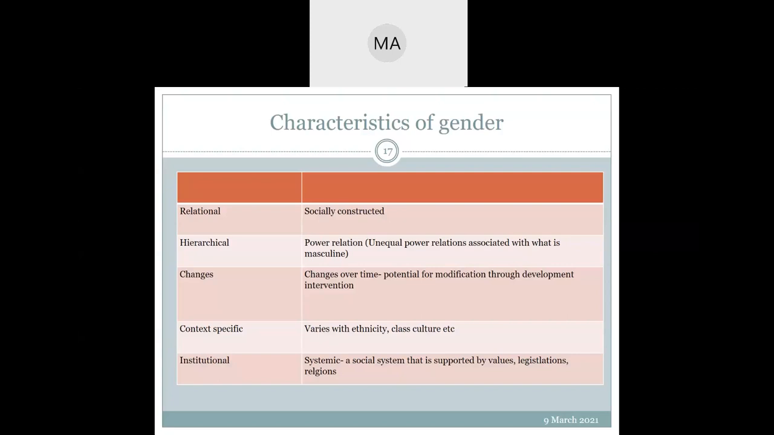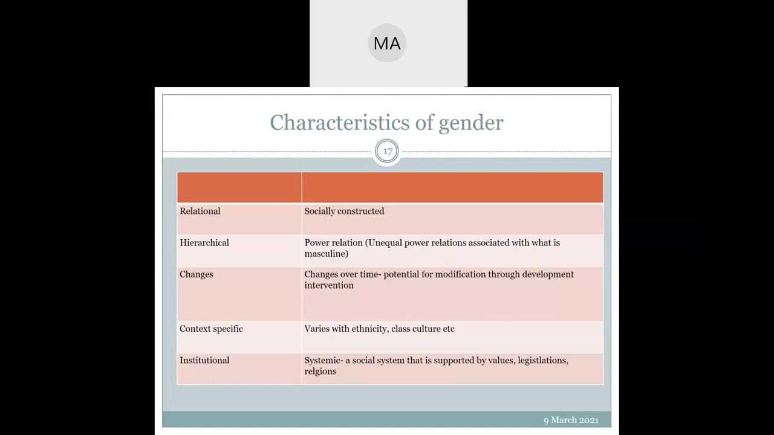When we come to the characteristics of gender, we need to classify them. Gender is relational, socially constructed, and involves a hierarchical, unequal power relation associated with what is masculine and feminine. So it makes a hierarchy. Gender changes over time, with potential for modification, development and intervention, which is not possible in the case of sex. Yes, it is context specific. We also discussed that it differs from region to region, country to country, and even among ethnic groups.